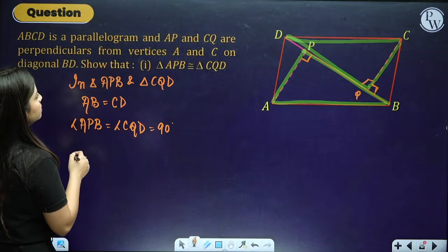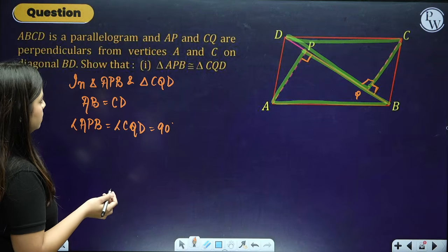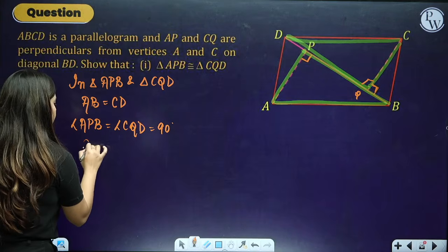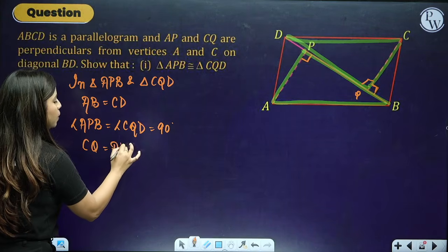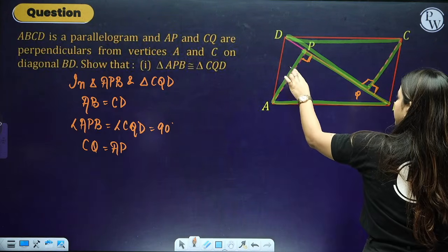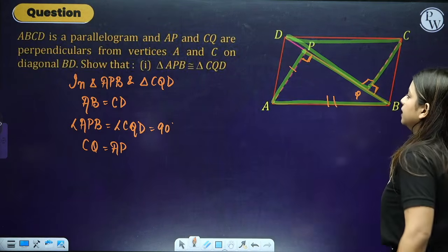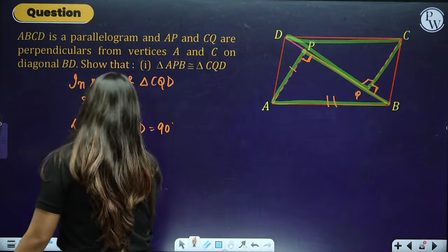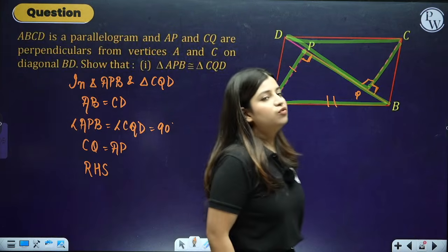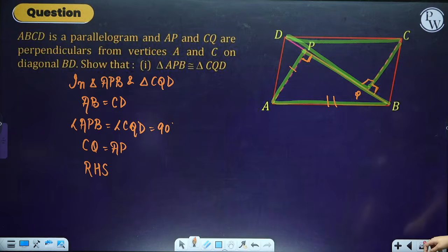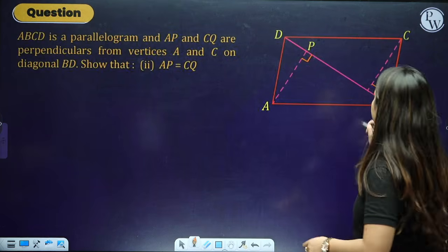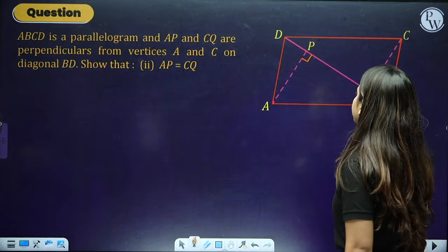So we can write down that CQ is equal to AP. So what have we taken? This angle, this side and this side. So which congruency criterion? By the RHS congruency criterion, we can say that both the triangles are congruent to each other. The next thing we have is AP equals CQ. Similarly, we can say that AP is equal to CQ.